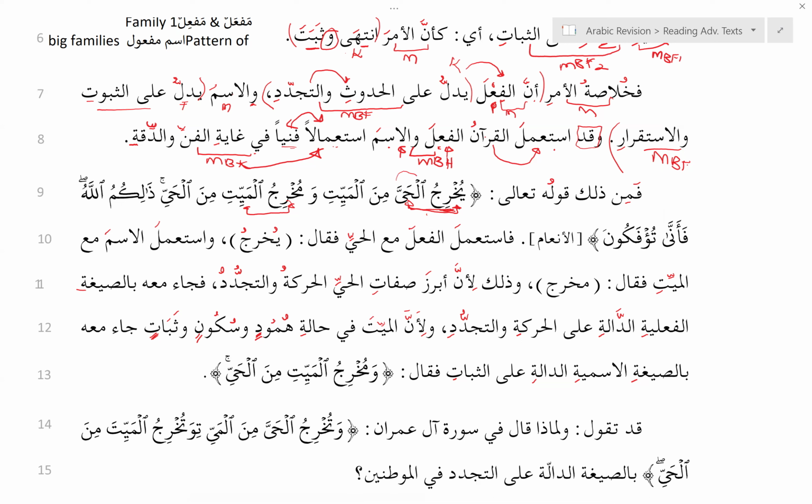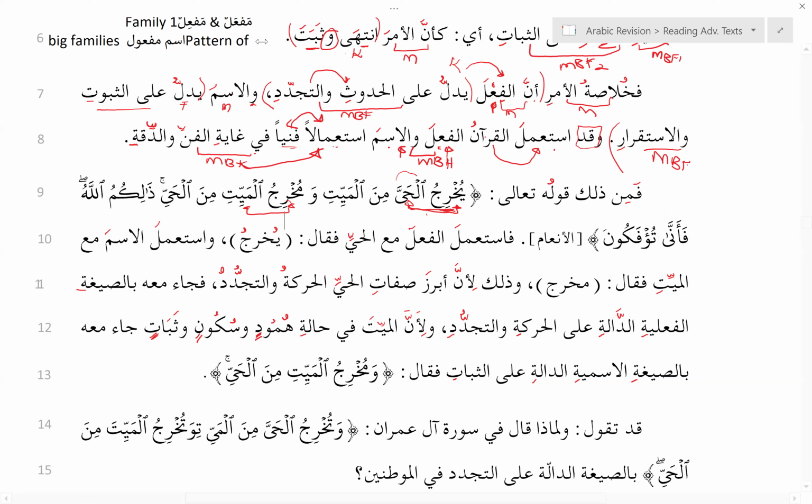He used the الصيغة الاسمية. He used the noun instead of a فعل, الدالة على ثبات, that indicates establishment of a matter, that indicates something has already been completed, done and dusted, done with. فقال ومخرج الميت من الحي. So he said the extractor of death from the living, right?